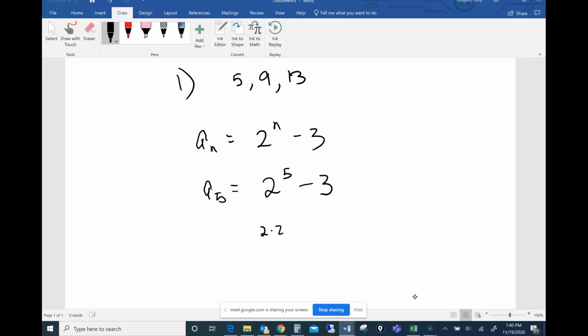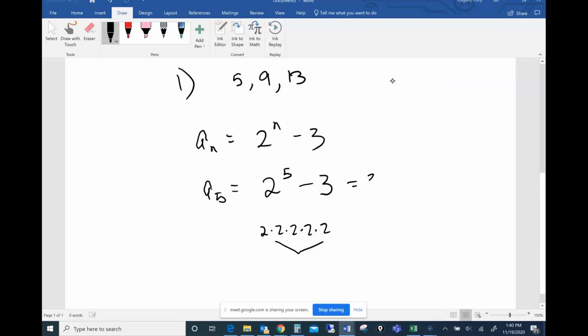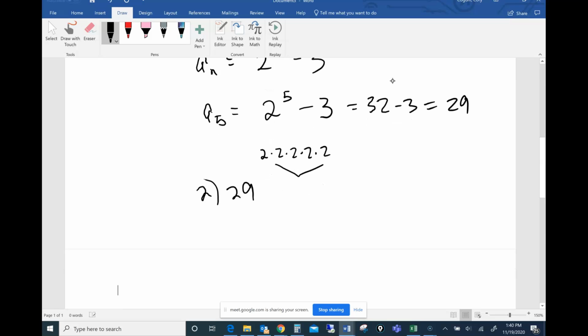So 2 to the 5th is 2 times 2 times 2 times 2 times 2. If you want, grab a calculator and take 2 to the 5th power, or just multiply it out. You get 32. So we get 32 minus 3, and that answer is 29. So the answer to number 2 is 29. Right? That wasn't too difficult. Any questions on number 2?